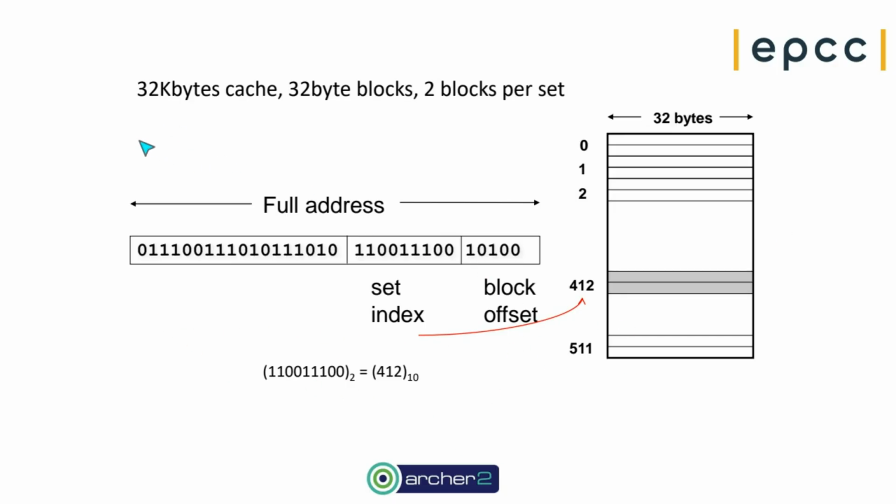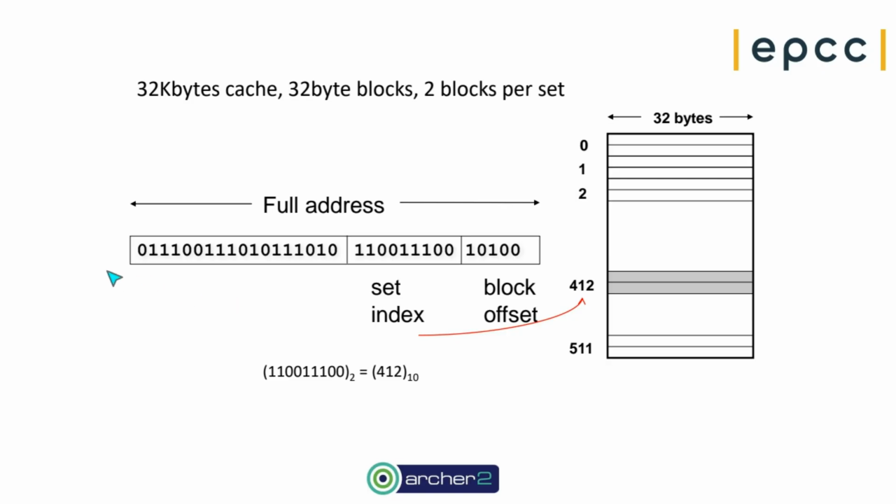So here's an example. I've got a cache with a capacity of 32 kilobytes, the block size is 32 bytes, and there are 2 blocks per set. So it's a two-way set associative cache. Each block can contain 32 bytes of data. For this cache, there will be 1,024 of these blocks to make up the 32 kilobytes of storage. There are 2 blocks in every set, so there are 512 sets in the cache.